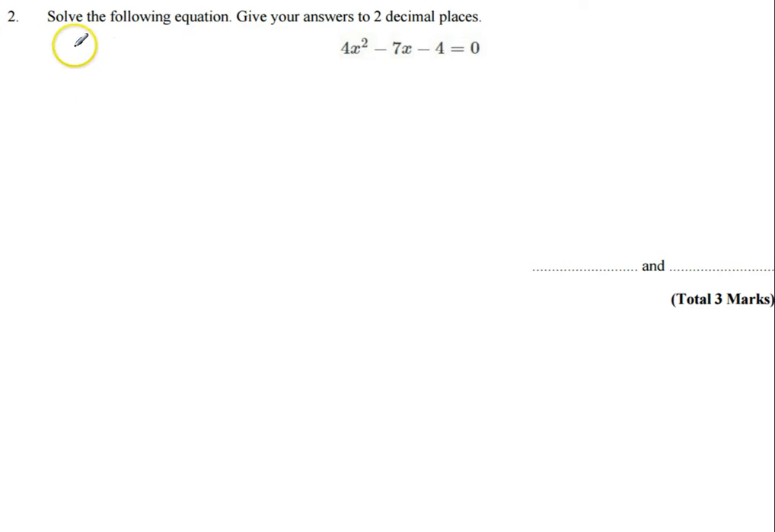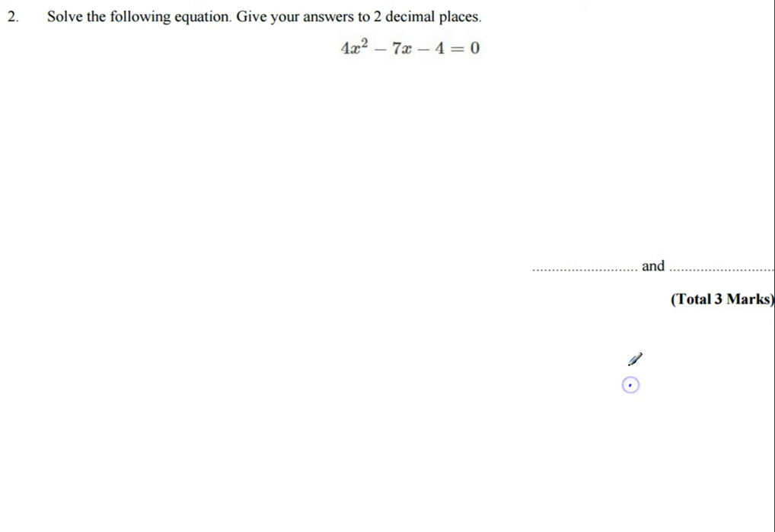Hi, in this question we're asked to solve the following equation, giving our answer to two decimal places. Our equation is 4x squared take away 7x take away 4 is equal to 0. So this is a quadratic equation. Because we're being asked to solve it to two decimal places, it implies that we need to use our quadratic formula in order to solve this.